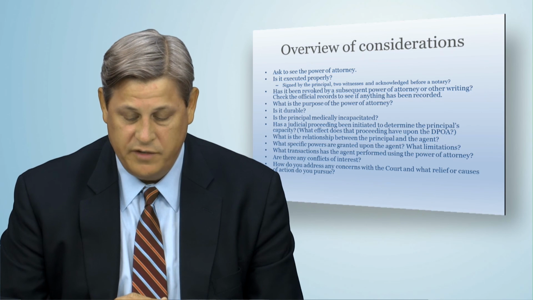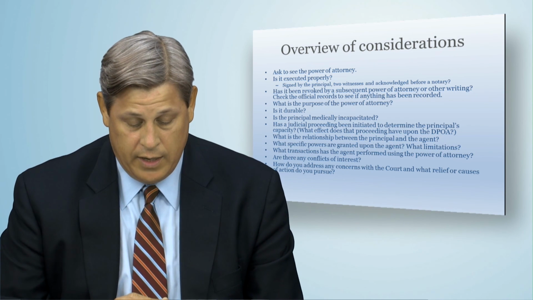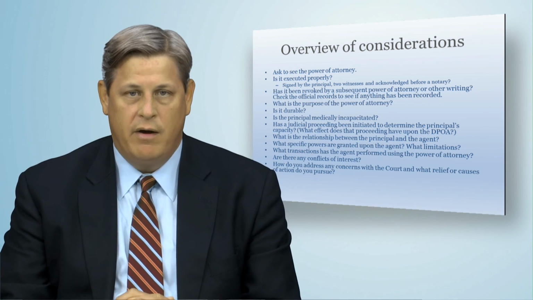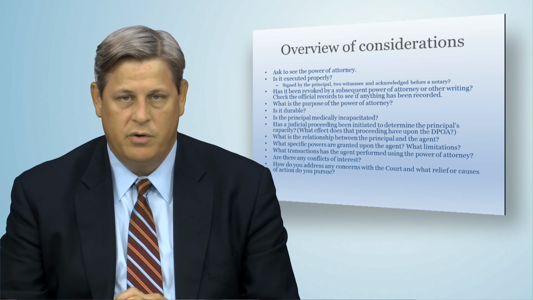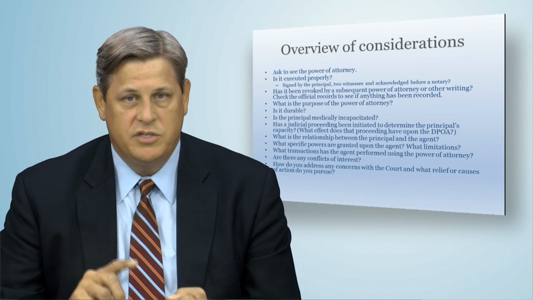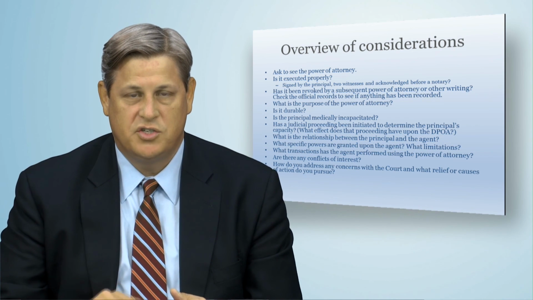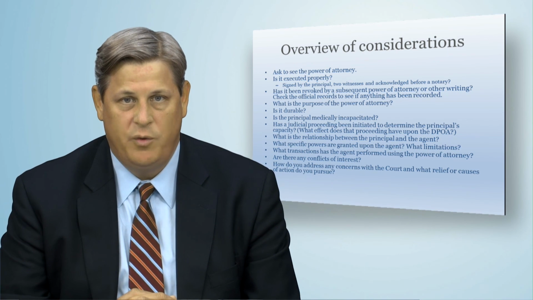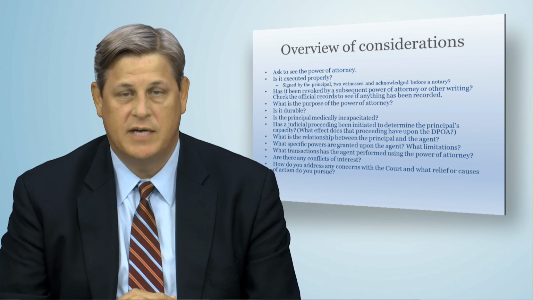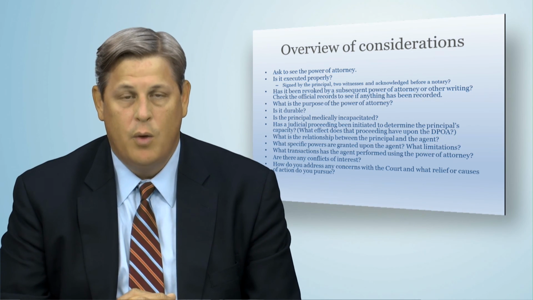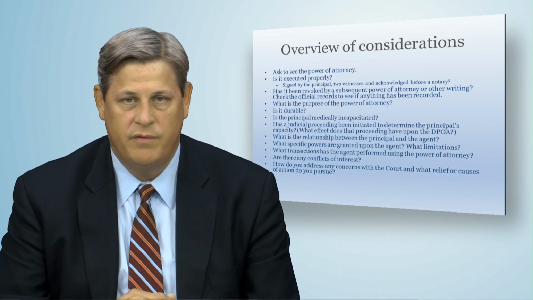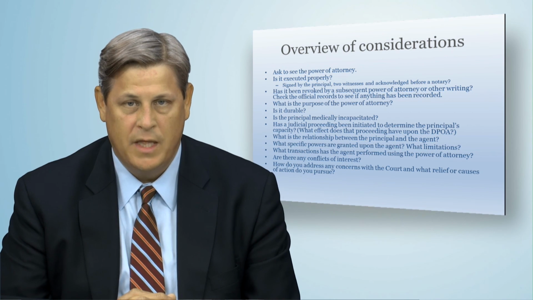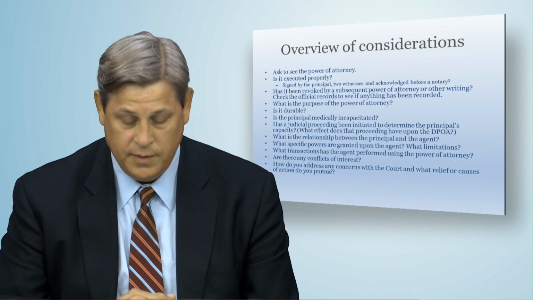What specific powers are granted to the agent and what limitations? What transactions has the agent performed? Now remember, again, there are certain very important powers that can be given to an agent under a power of attorney. Those being the ability to give gifts, to make trusts, to revoke trusts, to amend trusts, to deal with the principal's assets in a way that could be very detrimental to the principal if misused. Remember, if those powers are granted in a power of attorney, they have to be listed specifically and signed off specifically by the principal. Look to see if the power of attorney provides for that.